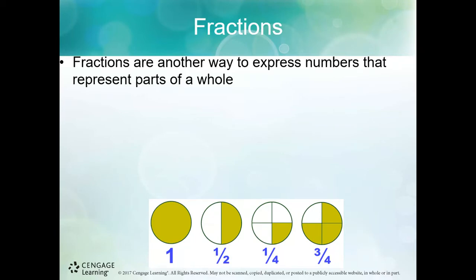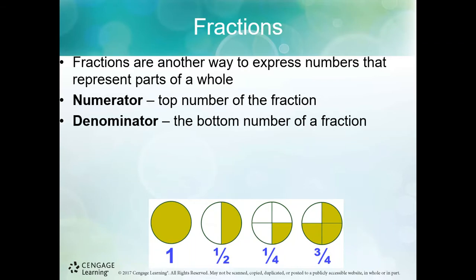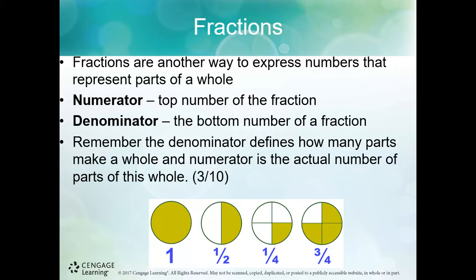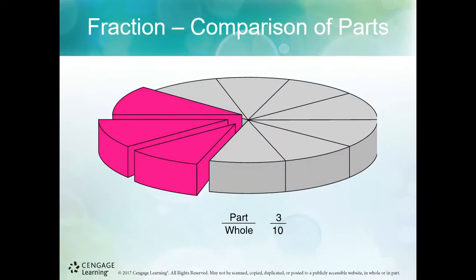Fractions are another way to express numbers that represent parts of a whole. The numerator is on the top, the denominator is on the bottom. The denominator defines how many parts make a whole, and the numerator is the number of those parts. So you can see fractions illustrated in the image below. And in this image here.